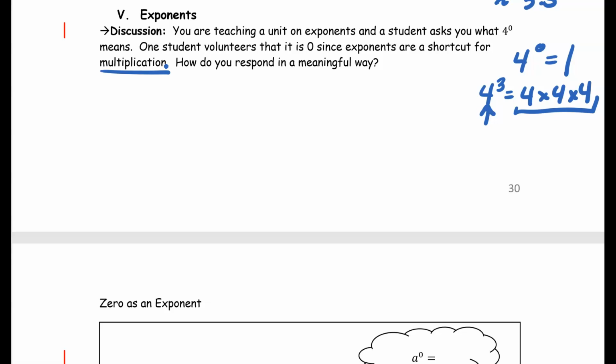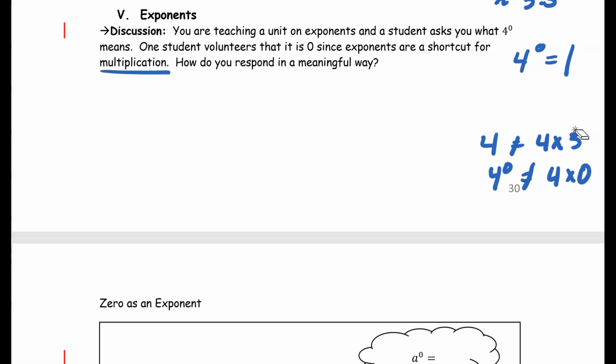I would say, you're absolutely correct that exponents are a shortcut for multiplication. But 4 to the 0 power isn't 0, because the power is not telling you to multiply by that number. So 4 to the 3rd power is not 4 times 3. 4 to the 0 power is not 4 times 0. So it is a shortcut for multiplication, but it doesn't mean to just multiply the base and the exponent together. So let's talk now about why 4 to the 0 power is equal to 1.